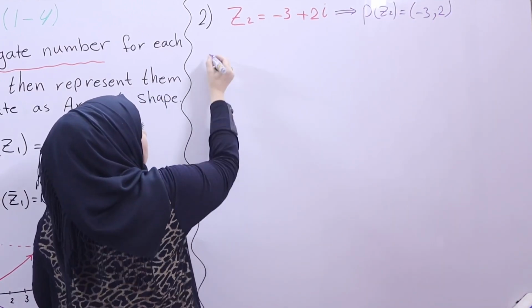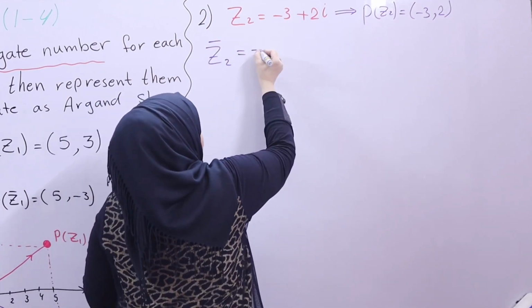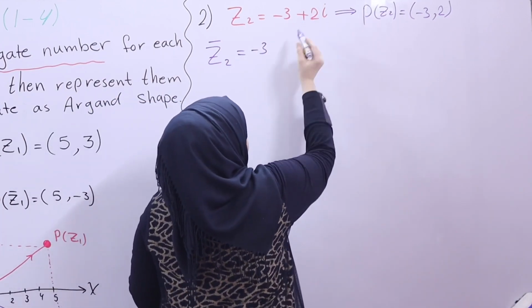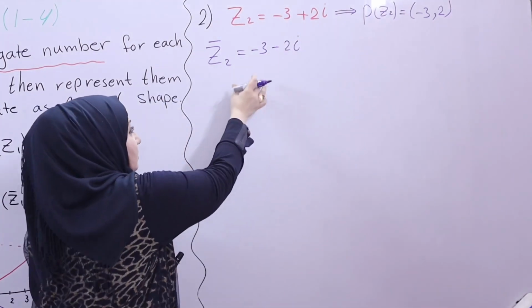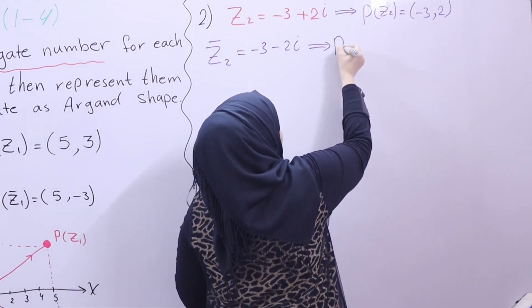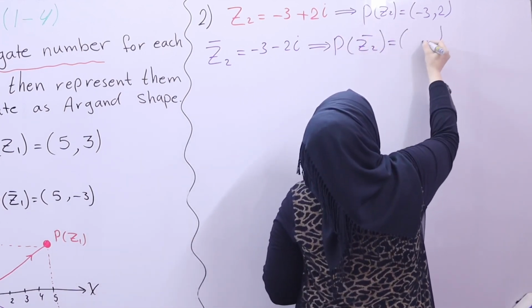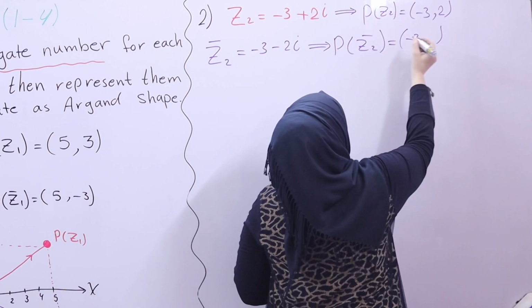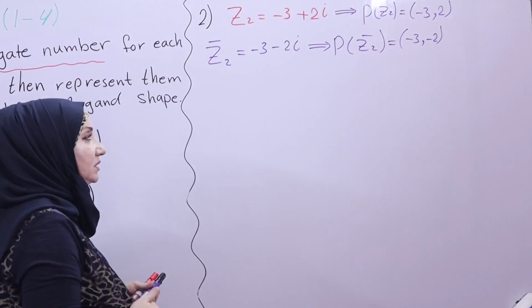So now we want to find the conjugate of Z2. The real part is still the same number, but we change the sign of the imaginary part and it will be minus 2i. This is the conjugate of Z2. And now we want to write the point which represents the conjugate of Z2, and it will be the ordered pair. The real part will be the x coordinate and the imaginary part will be the y coordinate. So now we can present these 2 points.